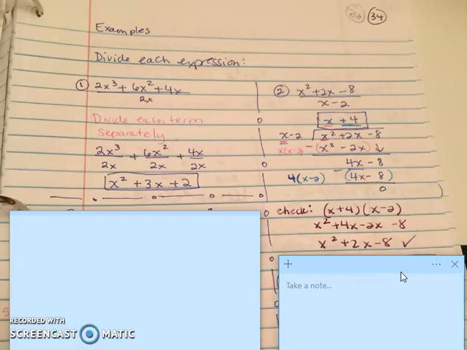Notice it's the same thing you would get if you were to factor x squared plus 2x minus 8. If you were to factor that, you would actually get x plus 4 times x minus 2. And so the x minus 2's would technically cancel each other out, and you would be left with x plus 4 if you were to divide that.